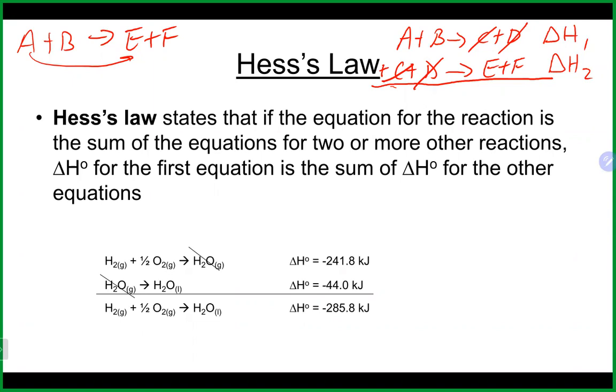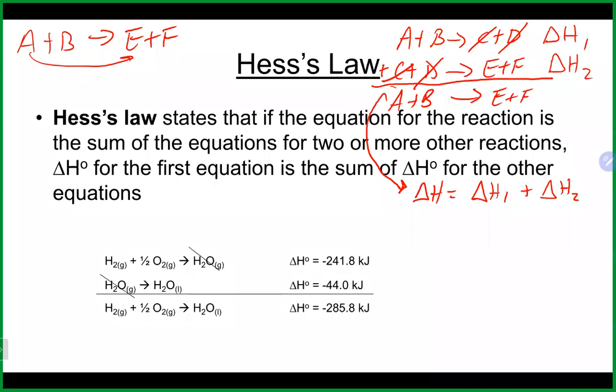Everybody that's on the left-hand side of the arrow stays there. Everybody on the right-hand side of the arrow stays there. So in this case, we would have A plus B goes to E plus F. So whenever we add equations together, we cancel out or reduce down things on opposite sides of the arrow. Now, if we wanted the delta H for this reaction, it would be found by simply taking the first delta H value plus the second delta H value. So you basically just add the individual delta H values together.